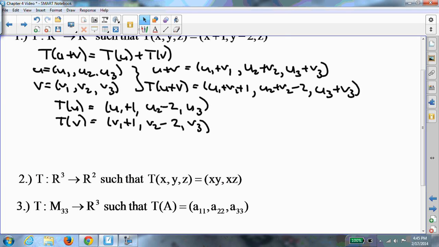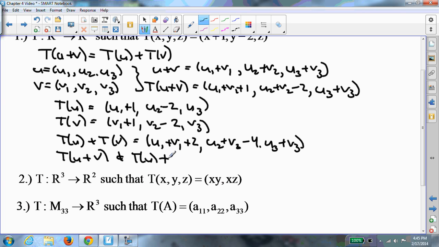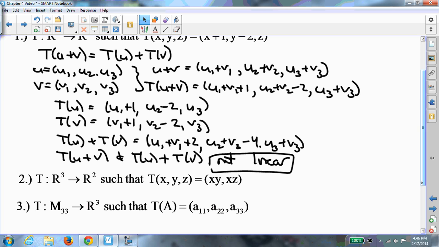And so if I were to add them individually, I would get T of u plus T of v to equal u1 plus v1 plus 2, u2 plus v2 minus 4, and u3 plus v3. But notice that means that T of u plus v is not equal to T of u plus T of v. So this is not linear. Oh, I wanted to do more.